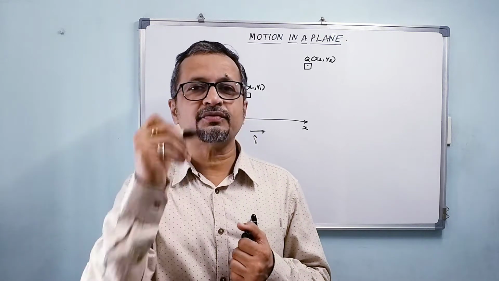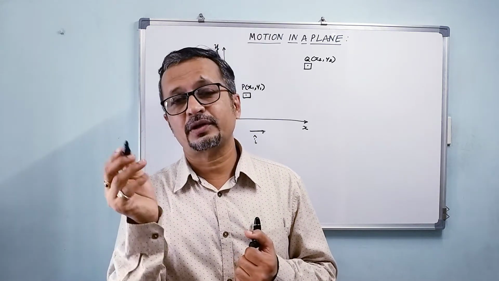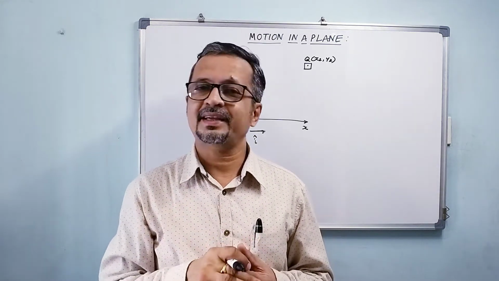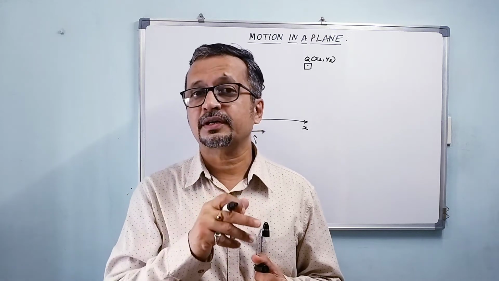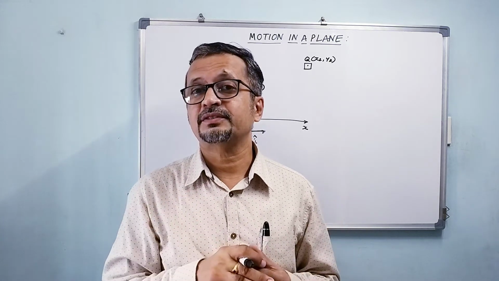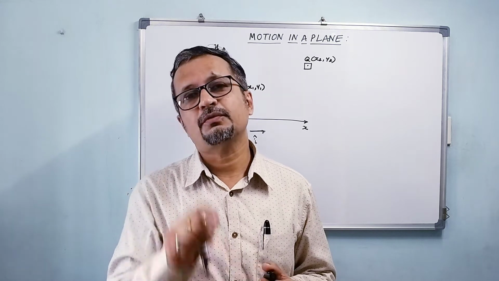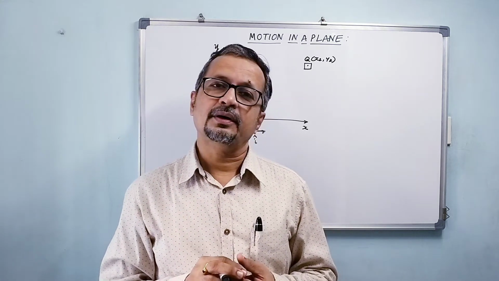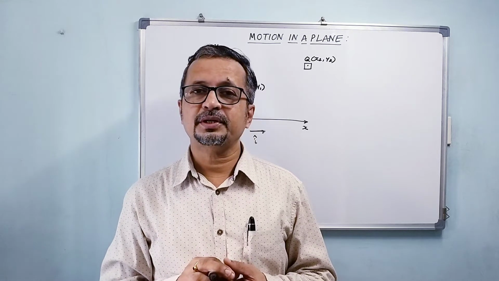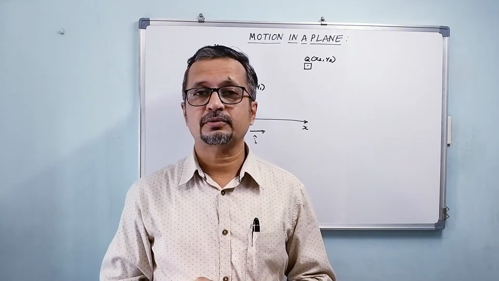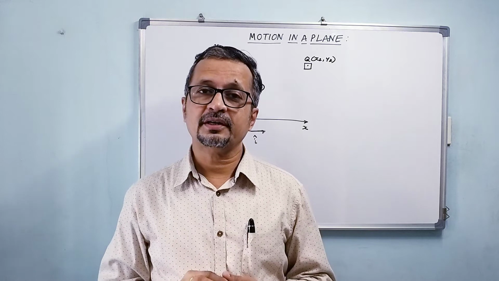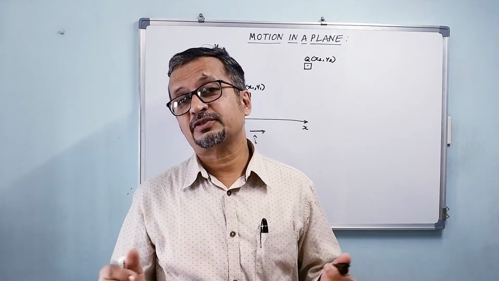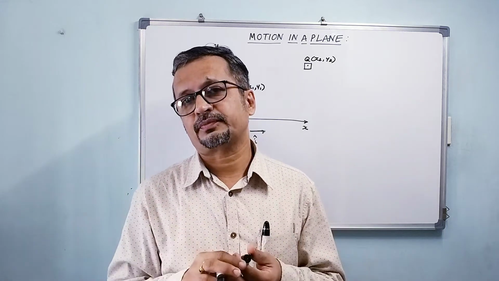Now instead of calling them I bar and j bar, I am calling them I cap and j cap. When I say cap, it means unit vector. And what is a unit vector? A unit vector is a vector whose magnitude is 1 unit. Now that 1 unit can be anything. If I am talking about displacement, it would be 1 meter. If I am talking about velocity, it would be 1 meter per second. It would be 1 meter per second square if I am talking about acceleration, correct?